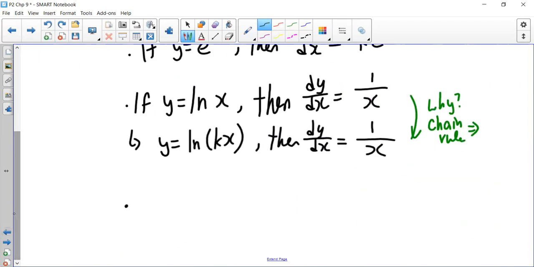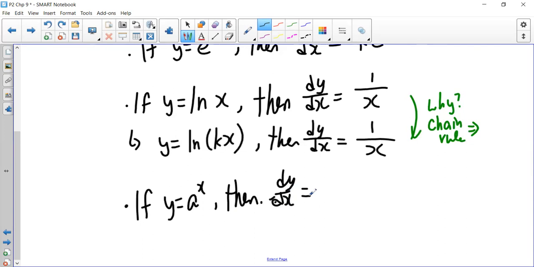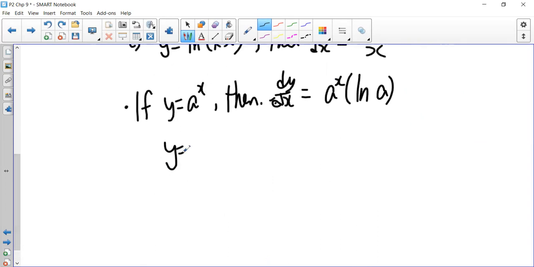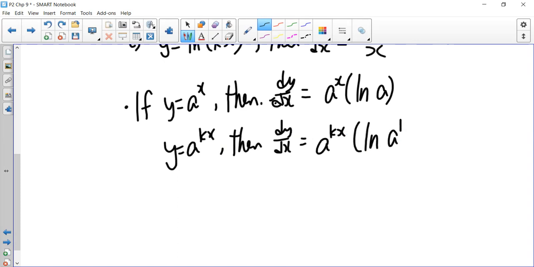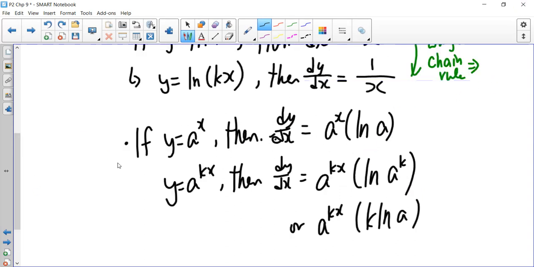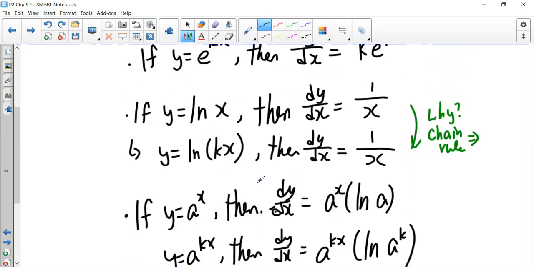That brings us back to the notes, the third bullet point. If y equals a to the power of x, then dy by dx equals a to the power of x times ln a. And what about y equals a to the power of kx? Then dy by dx equals a to the power of kx times k ln a. So if we have a to the power of kx, then the k just sticks with the a, and you get a slightly different version, which is k ln a. We just bring k down using log rules. We're going to use all of these together in the next practice question.